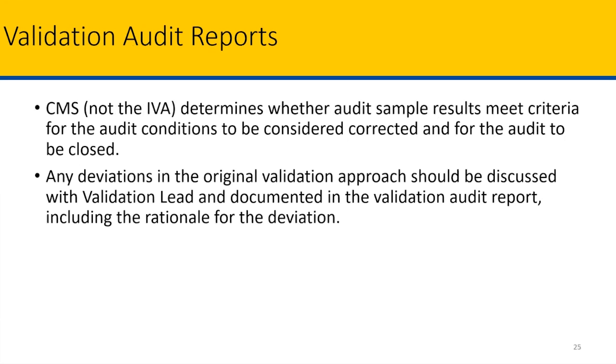CMS, not the IVA, determines whether audit sample results meet criteria for the audit conditions to be considered corrected and for the audit to be closed. Any deviations in the original validation approach should be discussed with the validation lead and documented in the validation audit report, including the rationale for the deviation. This includes if the IVA needs to carry out the alternative approach proposed in the work plan.